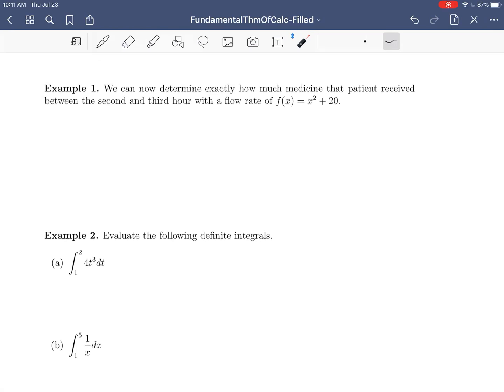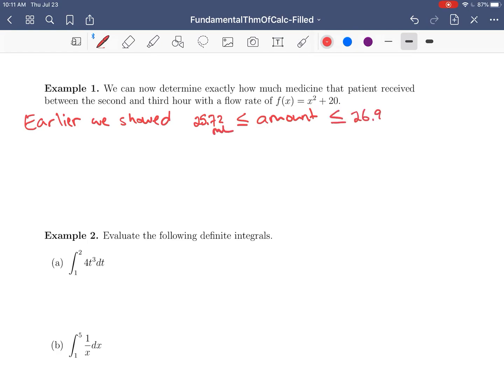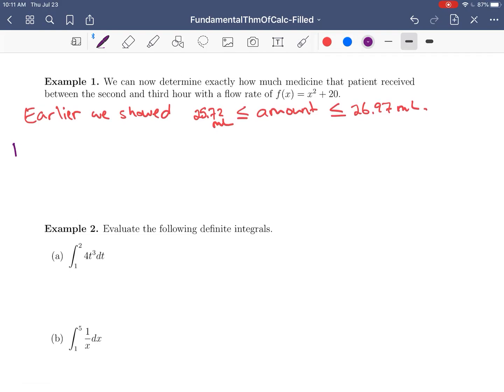Remember that f of x is x squared plus 20. This is the rate. Earlier we showed that the amount that the patient got was between 25.72 milliliters and 26.97 milliliters. Now we want to compare using this idea. So I want to find capital F of x to be an antiderivative of my little f of x. So I want the antiderivative of x squared plus 20.